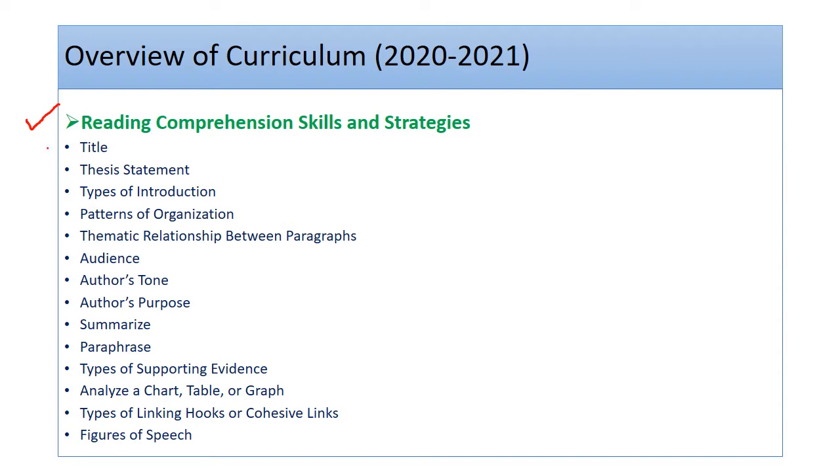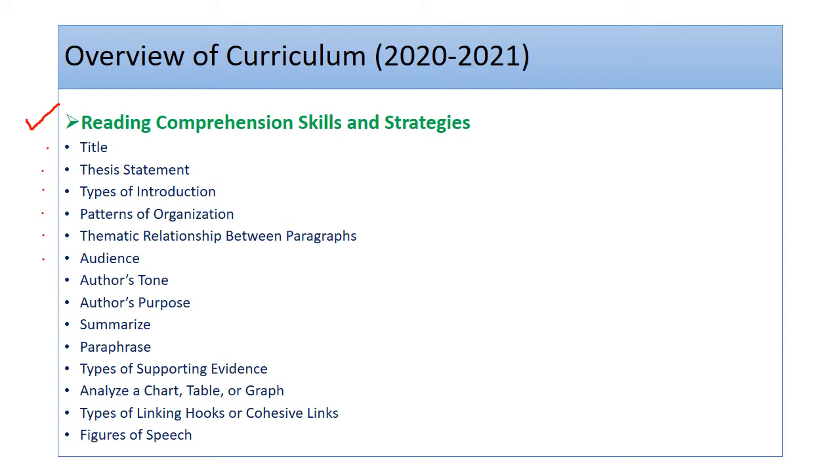Title, the significance of a title to a text. The thesis statement, is it implicit? Is it explicit? Can you write the thesis statement after you read a given text? This is what I'm going to teach you. Types of introduction, remember? Patterns of organization in a paragraph or in a sentence. The thematic relationship between the paragraphs. How does the author link the paragraphs together?